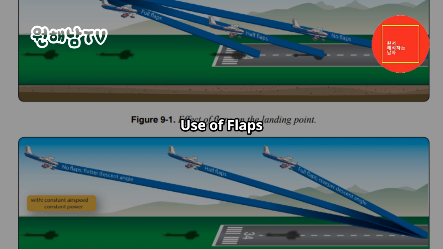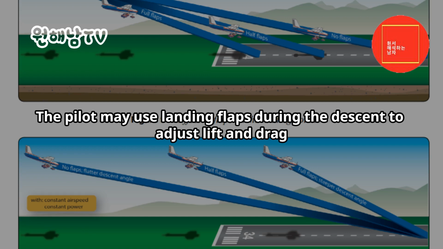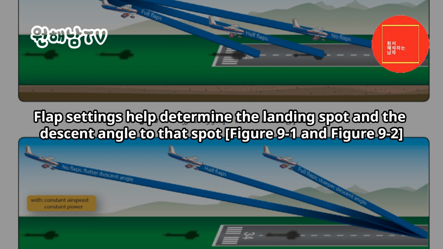Use of flaps. The following general discussion applies to airplanes equipped with flaps. The pilot may use landing flaps during the descent to adjust lift and drag. Flap settings help determine the landing spot and the descent angle to that spot. Figure 9-1 and Figure 9-2.